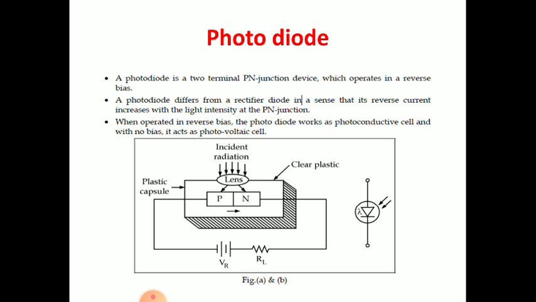and the PN junction is connected to a VR, reverse bias, because the positive terminal is connected to the N type and the negative terminal is connected to the P type semiconductor, and there is a load resistor. And if you see the circuit symbol of this photodiode, it is similar to a diode but with extra light symbols, that is arrows that represent the light which is falling on the diode. So that is the symbol and this is the actual circuit.